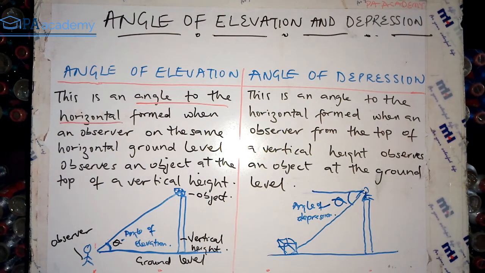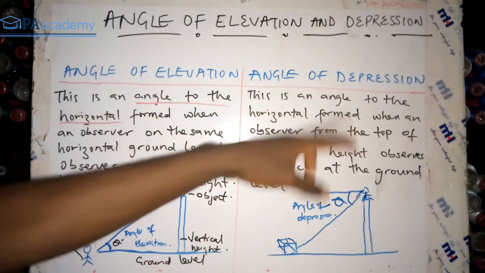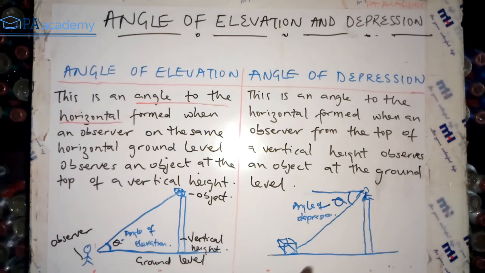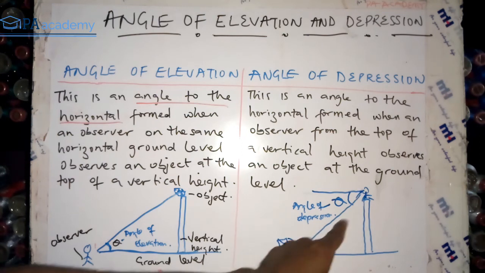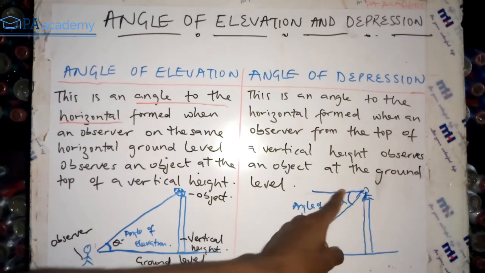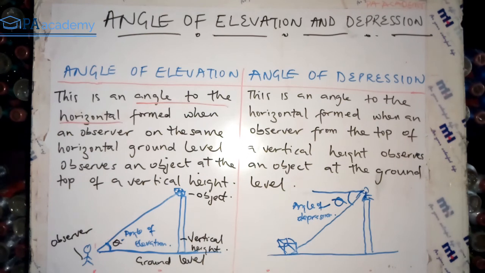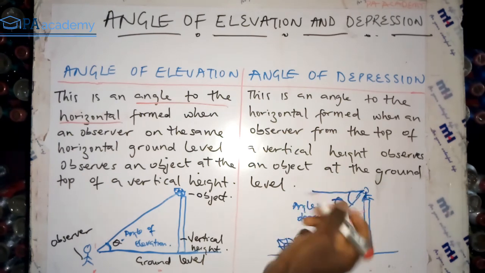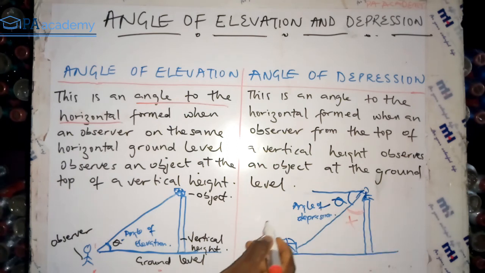Let me say it again. Now in angle of depression, you see the observer is at the top of the vertical height, observing an object on the ground level. So the angle is formed to the horizontal. This angle, not this angle. This angle is to the vertical. But the one we want is formed to the horizontal. Don't forget, when we talk about horizontal, this is horizontal and then this is vertical.